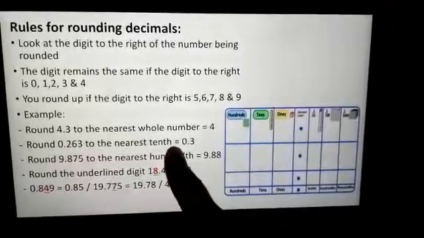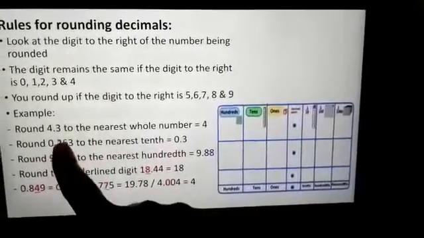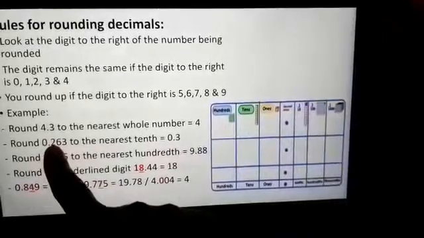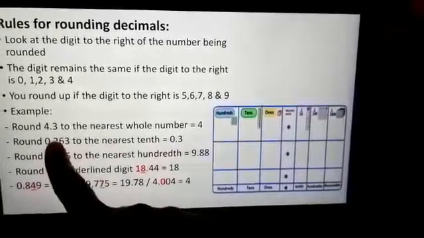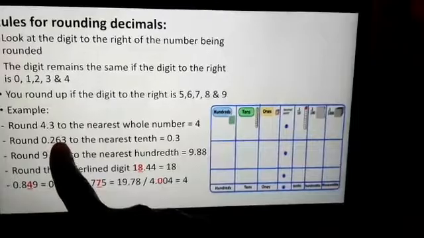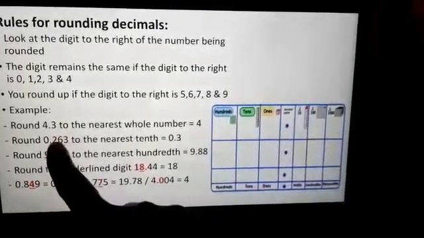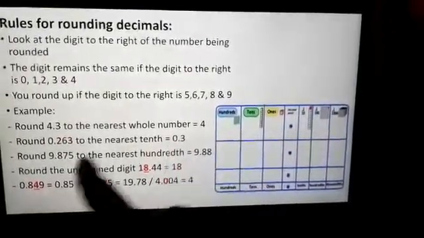0.263 to the nearest tenth. So you go to the number that you need to round, which is the tenths column, and that's the number 2 here. Then we go to the next column, which is 6, which means we round up. And that's how you have 0.3.